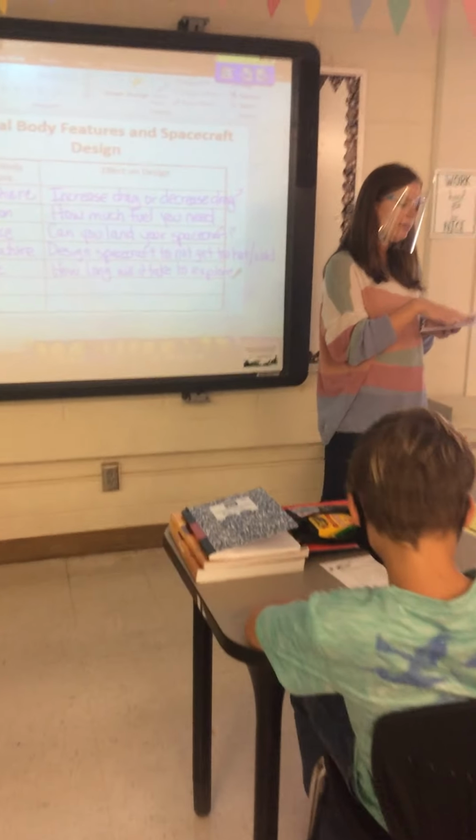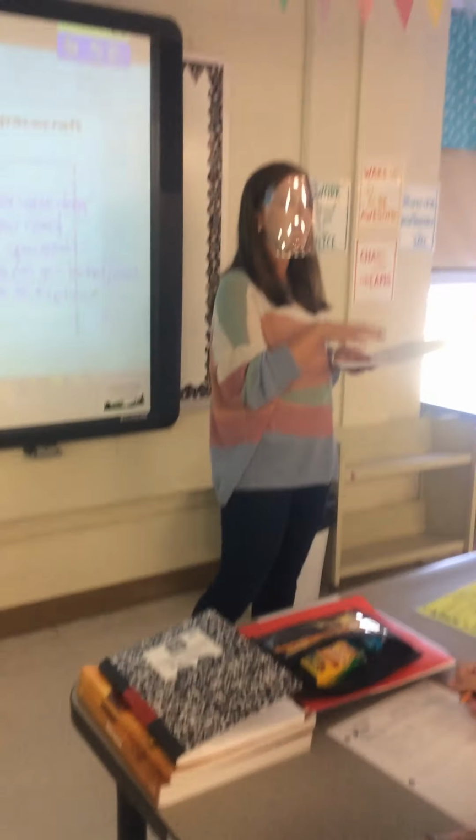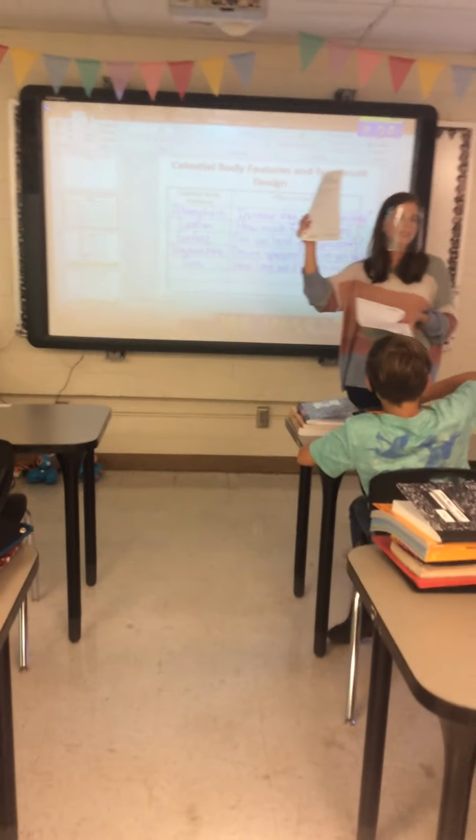Okay? And then in the box, you're drawing your spacecraft, what you want it to look like, and then I do want it colored as well. So you're drawing and coloring in the box what your spacecraft looks like. All right, and then when you're finished, make sure your name is on it, and you're going to turn it into my basket on my desk, because this is for a grade.